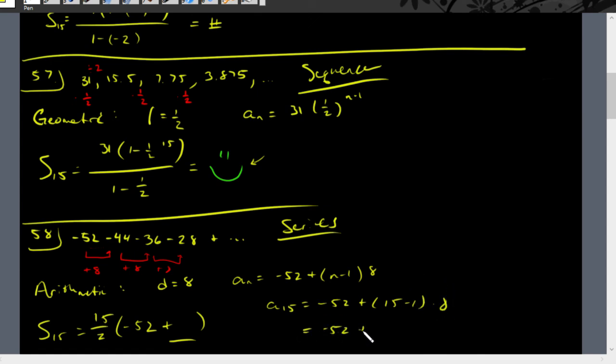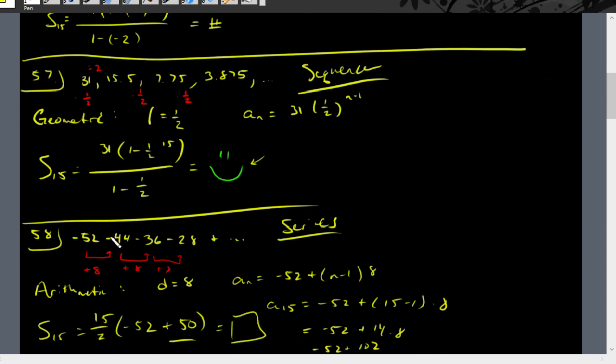Oh boy. So 80 plus 32 is 102. Negative 52 plus 102 is what, 50? This is the general idea. I don't know if my math's exactly right, but whatever. So there you have it. There's your sum. Whatever that equals is your answer.